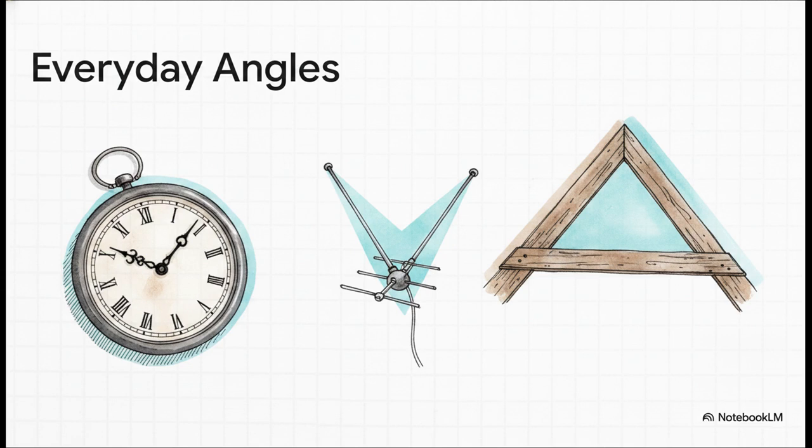Or picture the two aerials of a classic TV antenna stretching up into the sky. The angle they're positioned at isn't just random. It is carefully calibrated to intercept invisible radio waves and optimize the signal. And what about the heavy wood beams making up a pitched roof? The precise angle of that pitch dictates how well the roof sheds heavy rain or snow, which literally determines if the house below stays safe and dry.